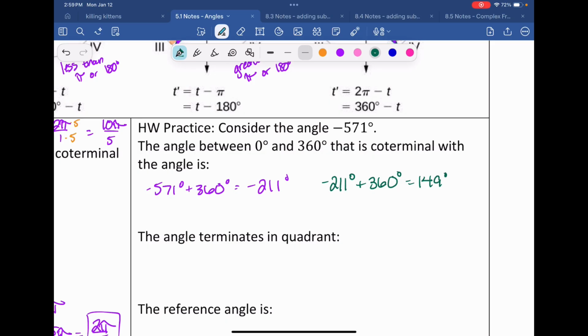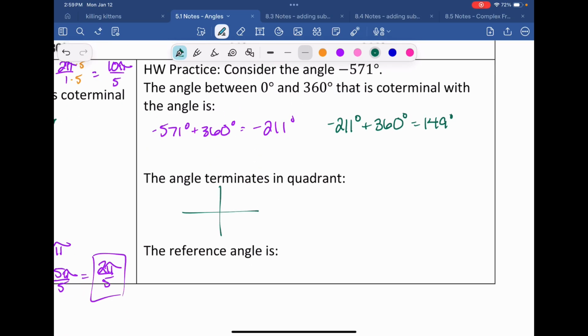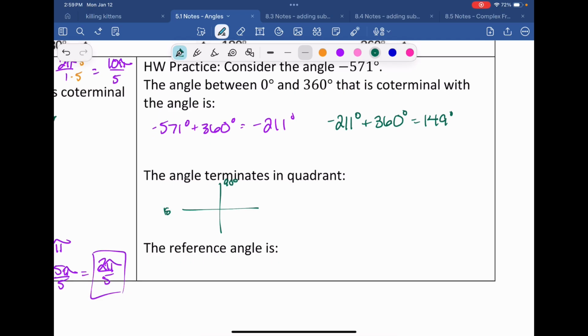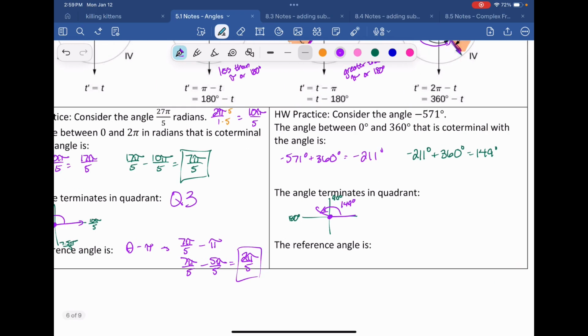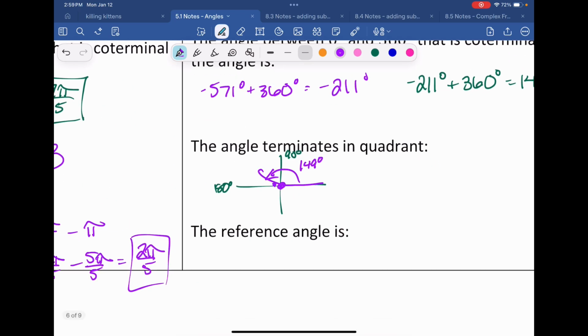So that's 149 degrees. All right, so now I'm going to figure out its quadrant. I know 90 degrees is there. And 149 degrees falls somewhere in the middle. All right, so its reference angle is here.